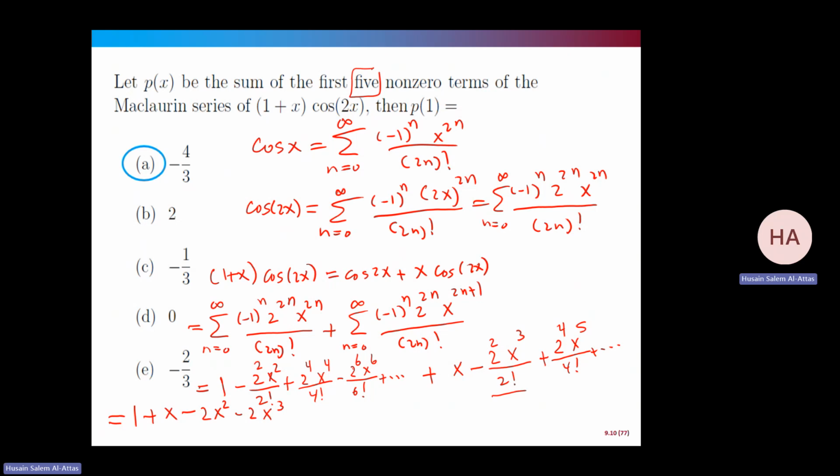Now, this one will be what? Yeah, I have 4 factorial. Let me write this. 2 to the power 4 over 4 factorial. 2 to the power 4 is 16. 4 factorial is 4 times 3 times 2. That gives me what? Yeah, 16 cancelled with 4. That will be 2 over 3. So plus 2 over 3 x to the power 4. I don't need the rest.